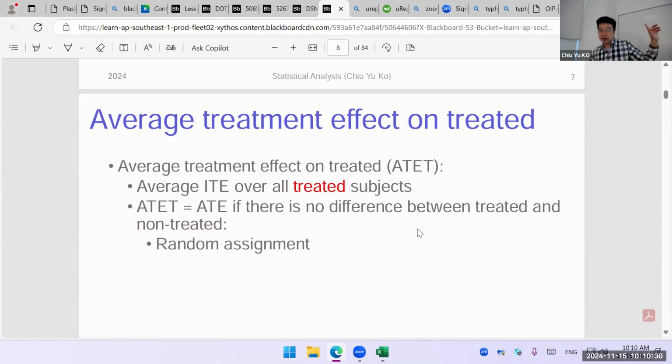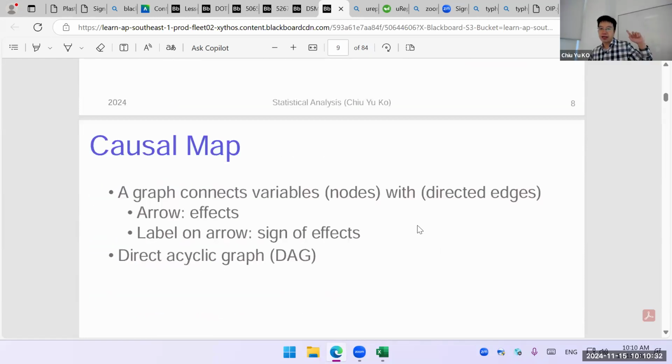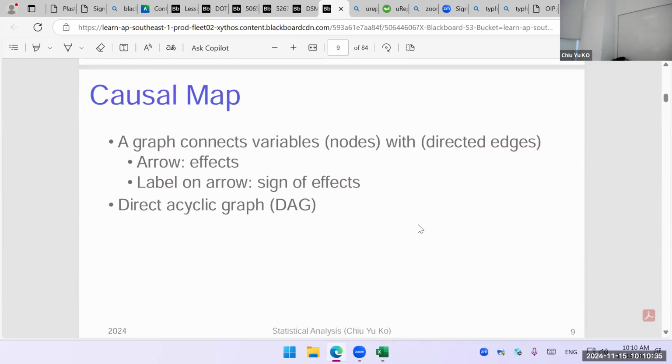So that is the first main bullet point we want to mention. The second bullet point, this is so important, is in causal analysis, the causal map. This is the map that helps us decide what to include as X in the regression, right?